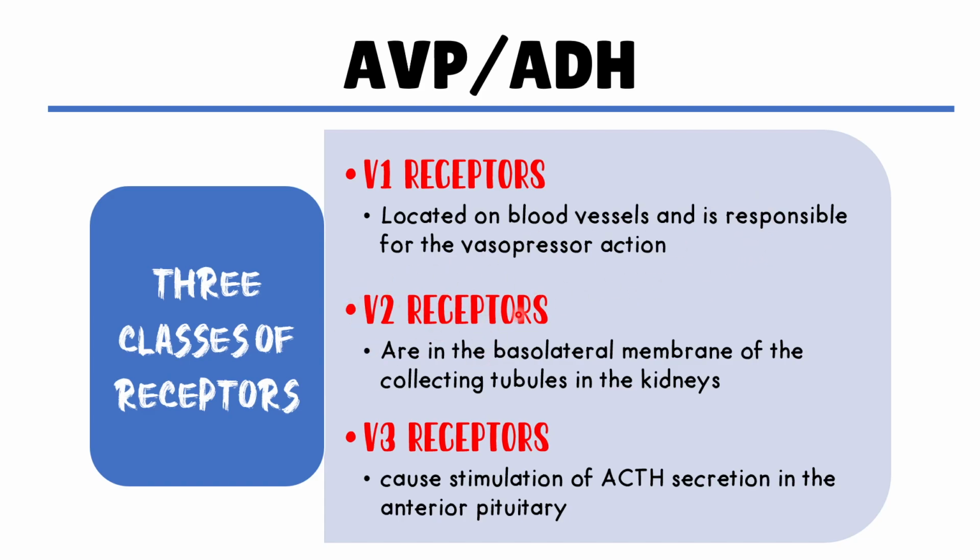V2 receptors are in the basolateral membrane of your collecting tubules in the kidneys. Meaning, once your ADH binds to your V2 receptors, water reabsorption will happen. And the last would be your V3 receptors, which cause stimulation of your ACTH secretion in your anterior pituitary gland. As to why ADH stimulates ACTH and what its role is, we'll discuss that further as we go along.